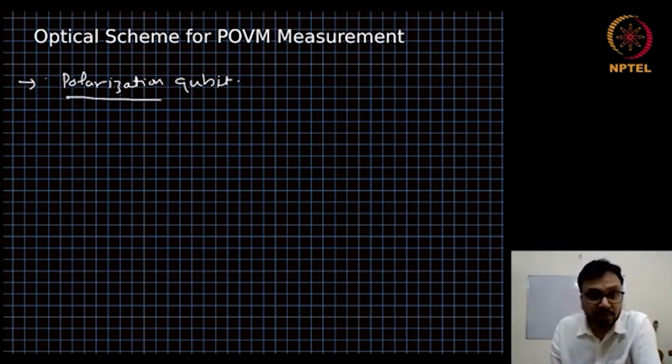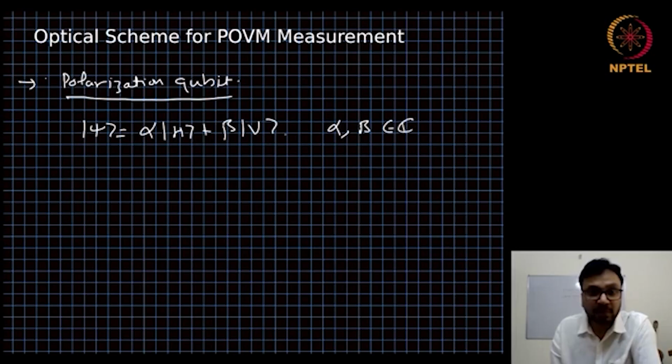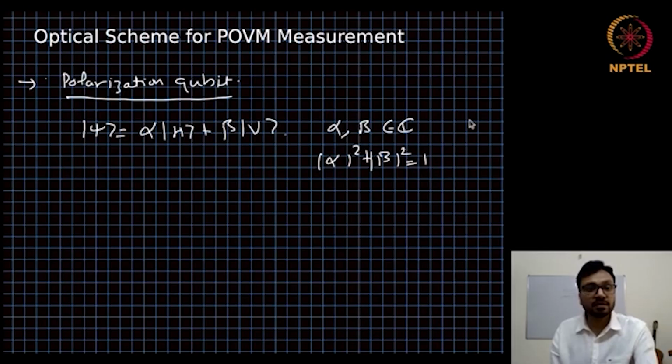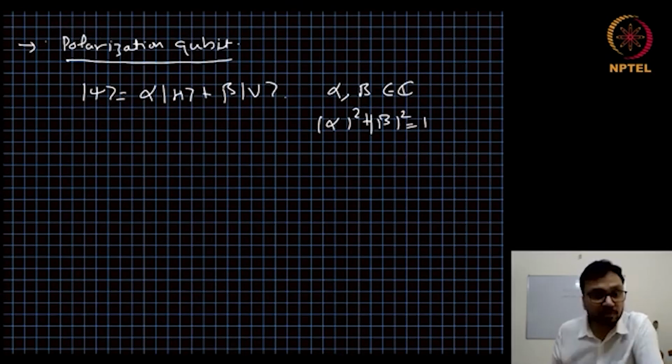The state psi of the qubit can be written as alpha horizontal plus beta vertical, where alpha and beta are complex numbers and H and V are horizontal and vertical polarizations. |alpha|^2 plus |beta|^2 equals 1. That is for the normalization.